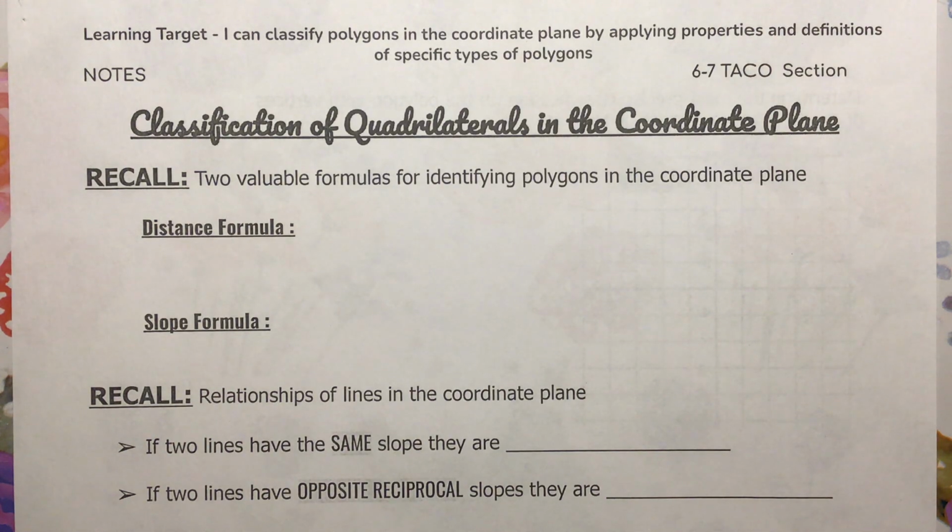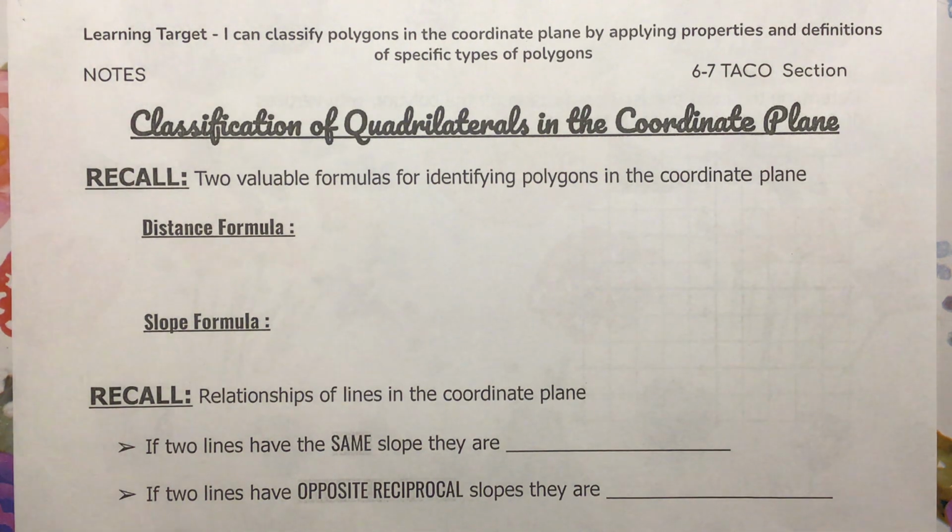We are continuing in chapter 6, and we are in chapter 6-7, which we are calling the taco section. What I would like for you to be able to do by the end of this lesson is to classify polygons in the coordinate plane by applying their properties and definitions of just specific types of polygons. So let's jump right in. We are classifying quadrilaterals in the coordinate plane, or on a graph.